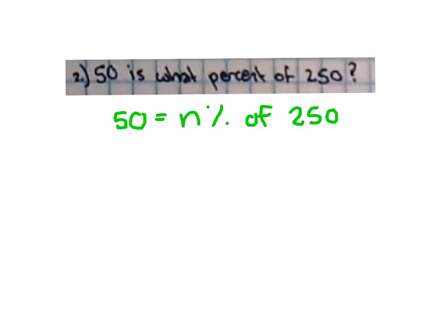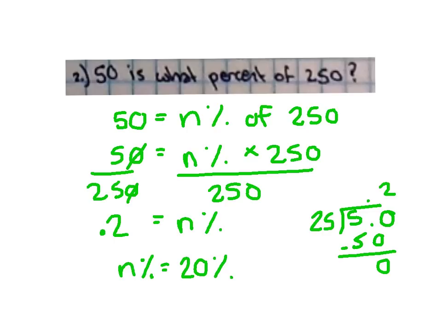Your work should look like the following. So we have 50 is n% of 250, and I rewrote of to times. And since I want n% by itself, I needed to do the inverse of multiplying by 250. So the inverse of multiplying is dividing by 250 on both sides. And when I divided 50 divided by 250, I saw they both end in 0, so that means I can just divide both by 10. So my new problem is just 5/25. And I divided 5 by 25 to get my decimal. So 5 divided by 25 is 0.2.